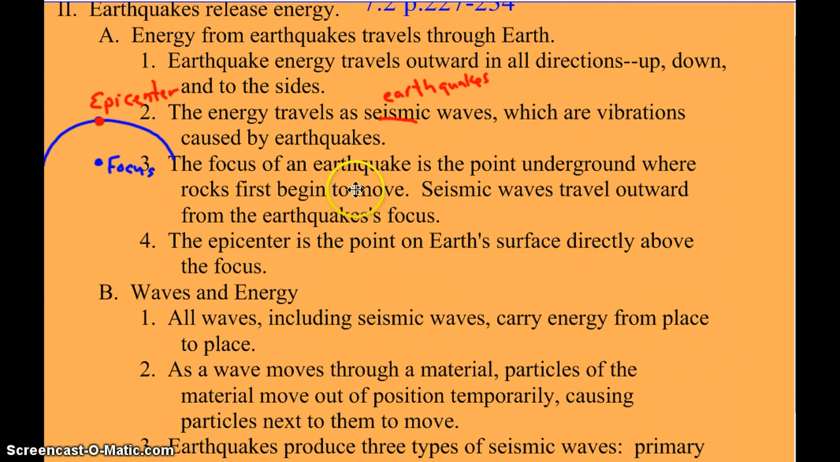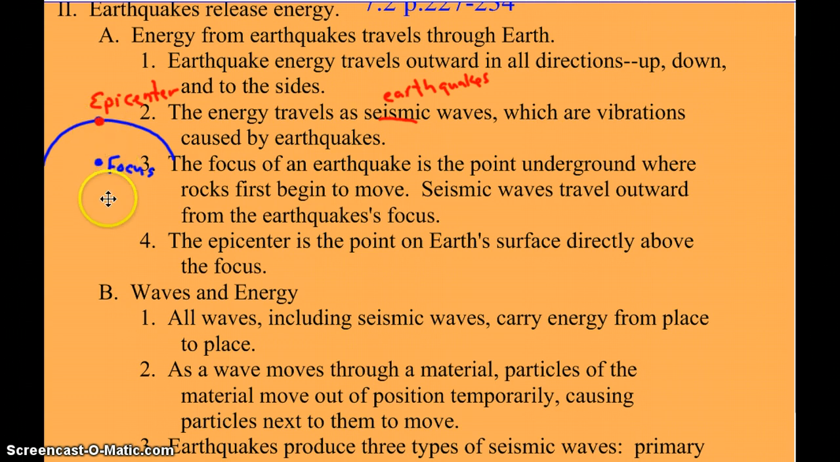Now, there are a couple of vocabulary words that you have to know. One is called the focus of an earthquake. The thing that you have to remember is that the focus is the point underground where the earthquake originates, where the rock first moves. Focus is underground. These seismic waves travel out from that focus. Now, there's another term called the epicenter. The epicenter is the point right on the surface of the earth, right above the focus.